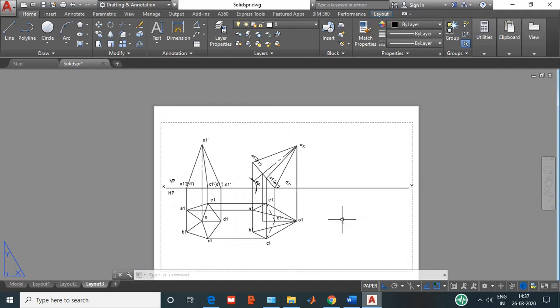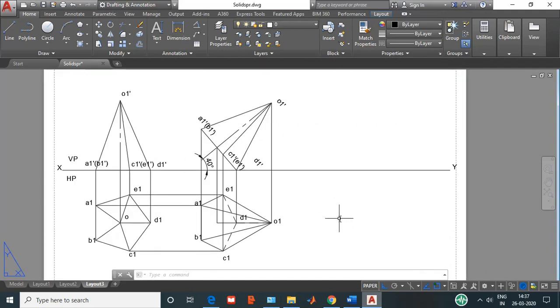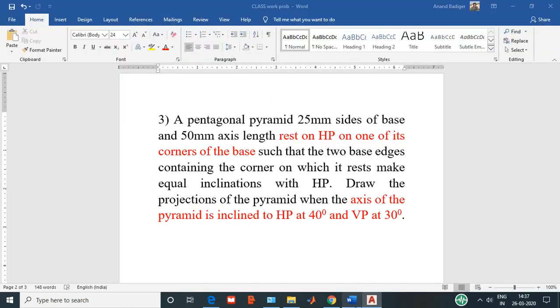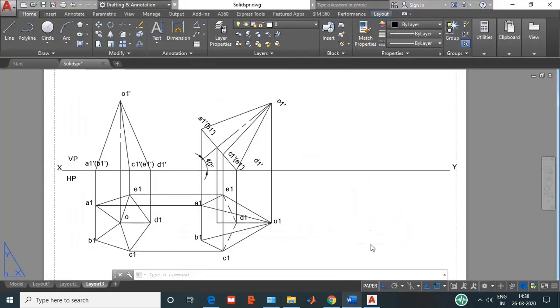Before you go to the third position, what you need to check is whether you have to find the apparent inclination beta or not. Coming to this problem, the question says the axis of the pyramid is inclined to VP at 30 degrees. So the axis is inclined. I need to check the original length of the axis and the apparent length of the axis. If the lengths are changing, then I have to find the apparent inclination. If they are the same, then I don't have to find it.